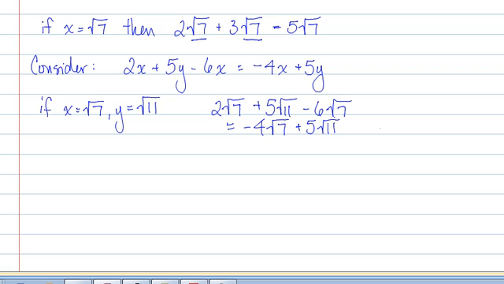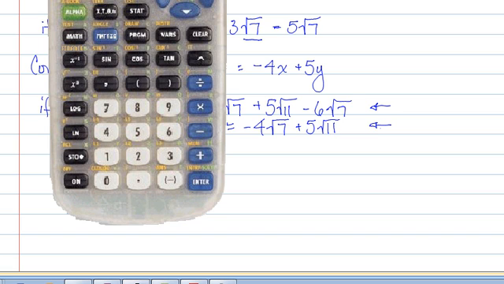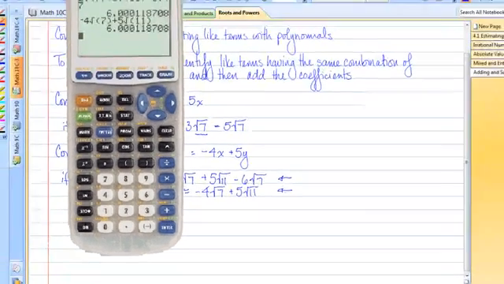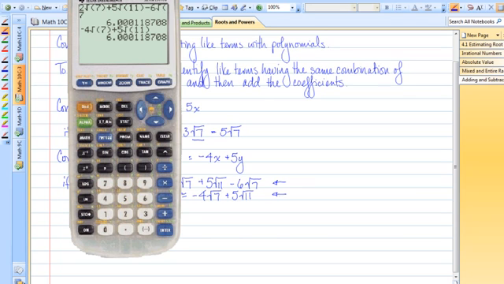We can of course check this using our calculators by entering in the original expression into our calculator. We know that we would get a decimal approximation because of course it's an irrational number. We can then enter the simplified expression into the calculator, and the decimal approximation should be identical. And so you can see the original expression is approximately 6.000 and so on. The equivalent simplified expression, negative 4 root 7 plus 5 root 11, has the same decimal approximation.